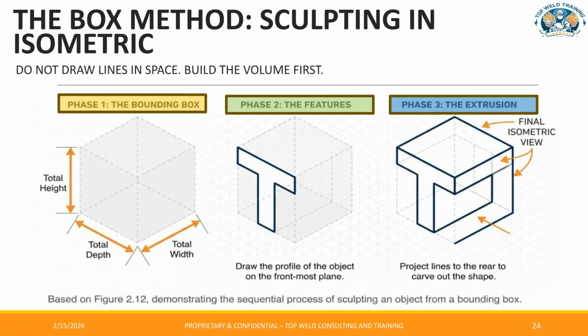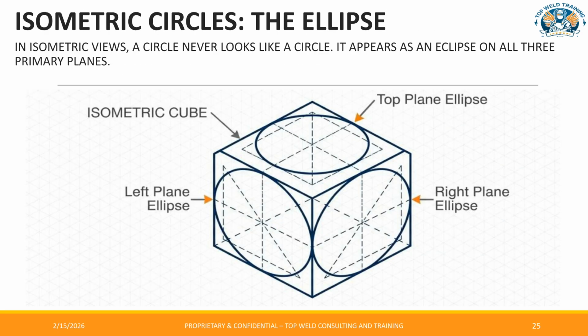Do not draw lines in empty space. Instead, construct a bounding box that represents the overall dimensions of the object, then sculpt the details within that established volume. In isometric views, circles do not look like circles.